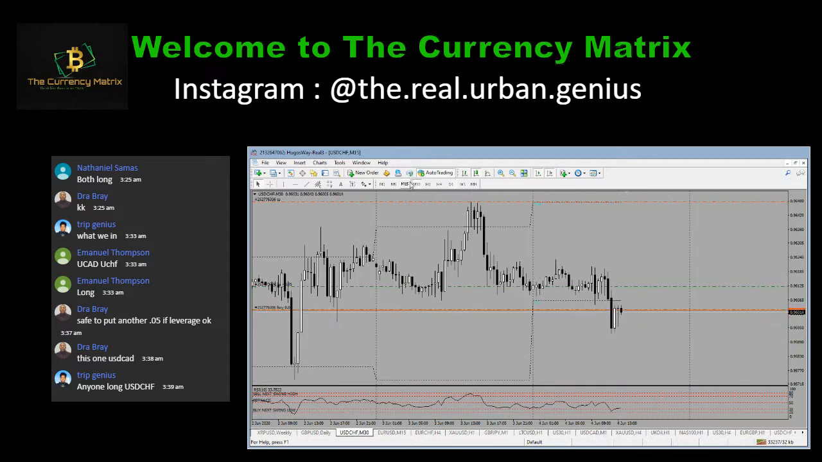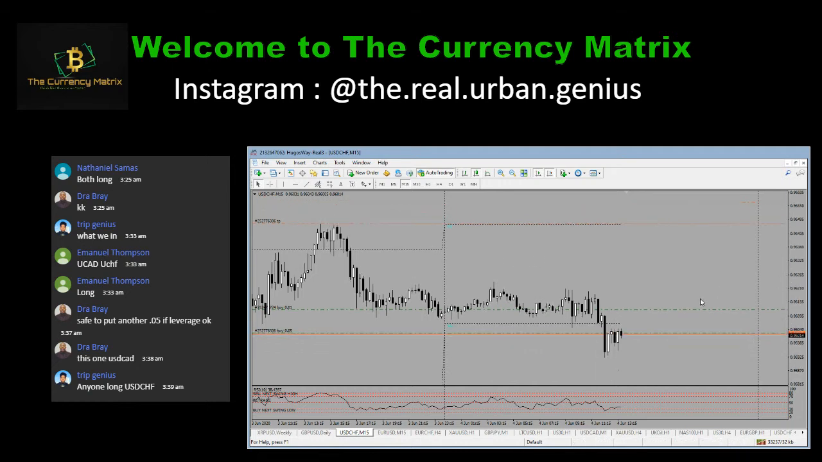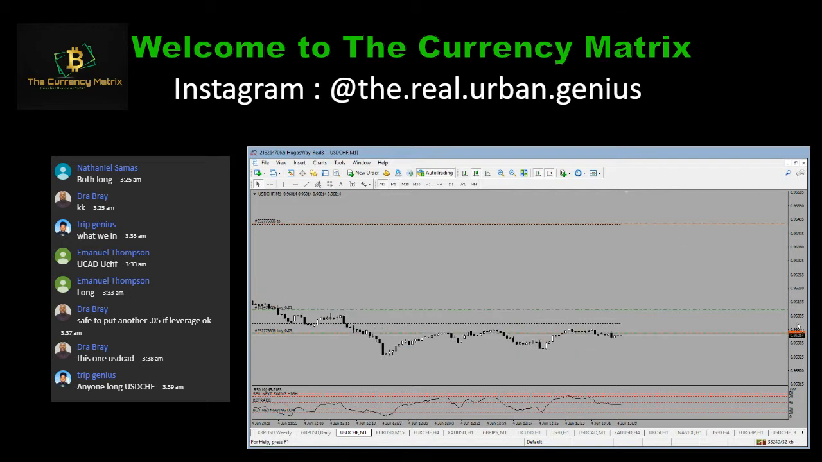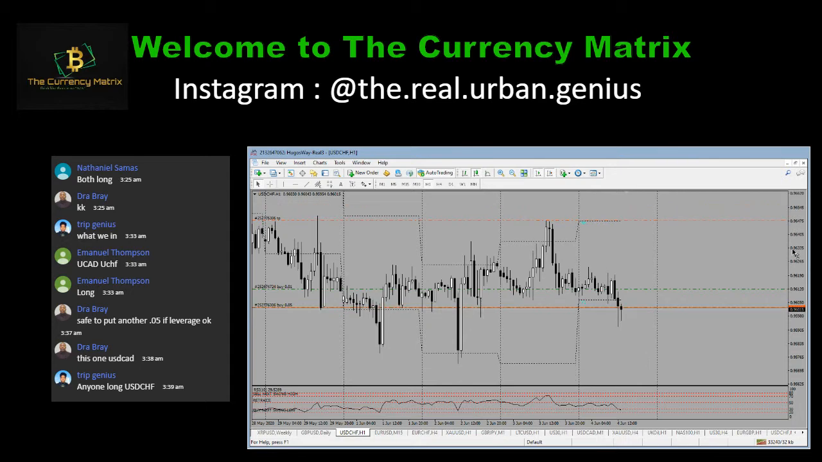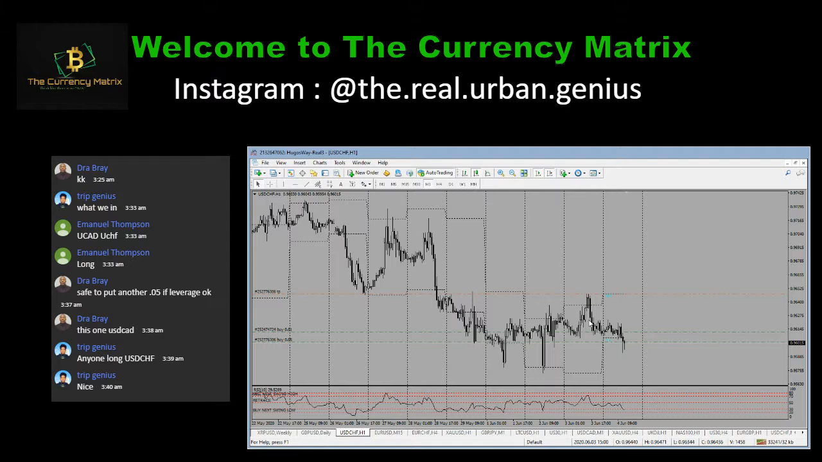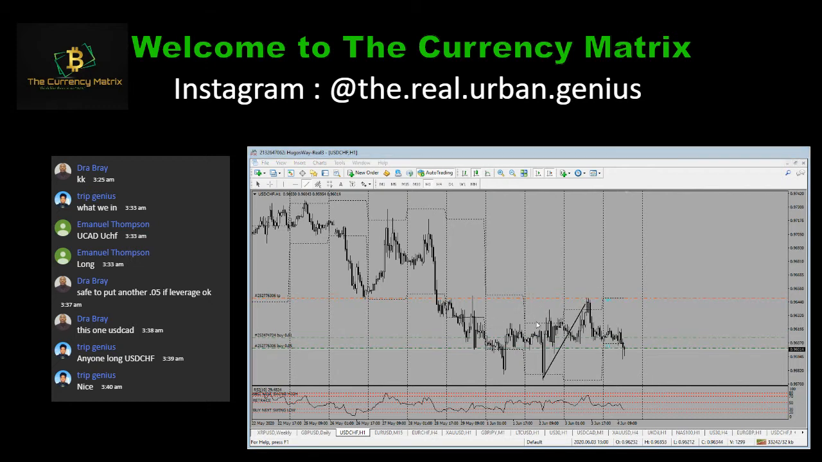Here's the USD CHF. Went long there. A little stuck down at the low. It hasn't moved too much since we entered. But that is the entry I've taken on USD CHF. All right, now coming from the swing, using this particular situation as a swing, the most recent swing that we can see on the USD CHF is this, clear as day, on this hour chart. You can see that swing clear as day.